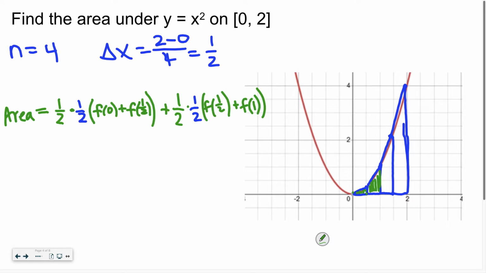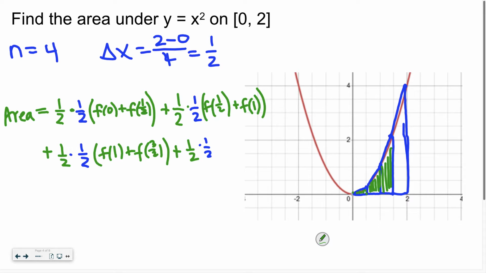Our next trapezoid, 1/2 times the height times, now this third trapezoid goes from 1 to 3/2. So our base length will be f of 1 and f of 3/2. And then our fourth trapezoid, we would have 1/2 times delta X times our fourth trapezoid goes from 3/2 to 2. So our first base is at 3/2, our second base is at 2.